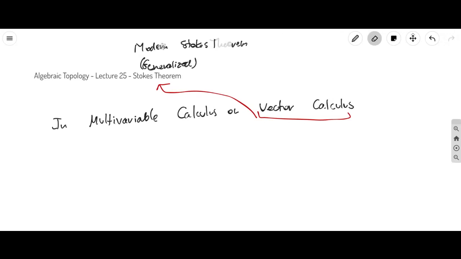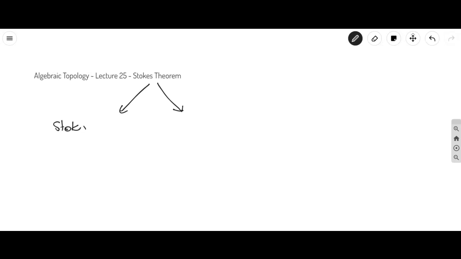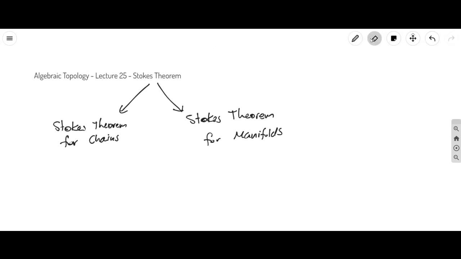Now, there's going to be really 2 versions of this theorem. And it goes back to how you integrate. So there's 2 versions of this theorem. There is Stokes' theorem for chains. And then there's Stokes' theorem for manifolds. As we remarked, there's 2 different theories of integration. Sometimes you integrate forms on manifolds, and sometimes you integrate forms on chains, depending which approach you want to use.